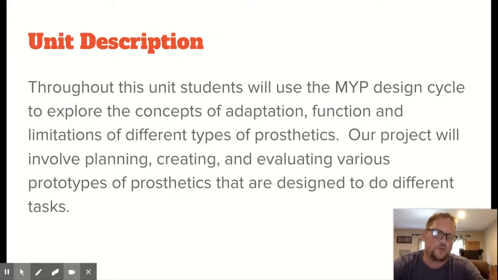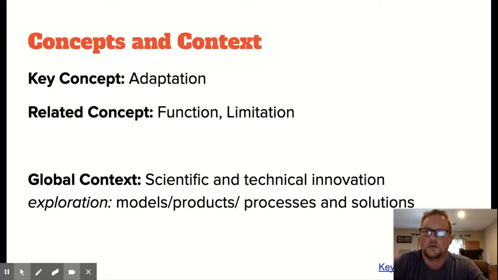You're going to use primarily 3 parts of the design cycle using planning, creating, and evaluating the different prototypes of prosthetics. And we'll talk more about what prototypes are here in a little bit and what those prosthetics are designed to do as far as different tasks are concerned. So taking a look, like I'd mentioned, here's a little breakdown of the concepts and our global context that hopefully put more meaning to what it is we're going to be asking you to do.